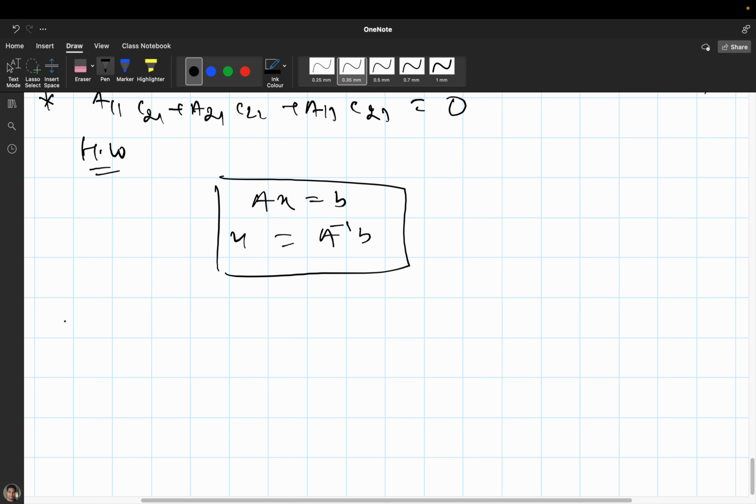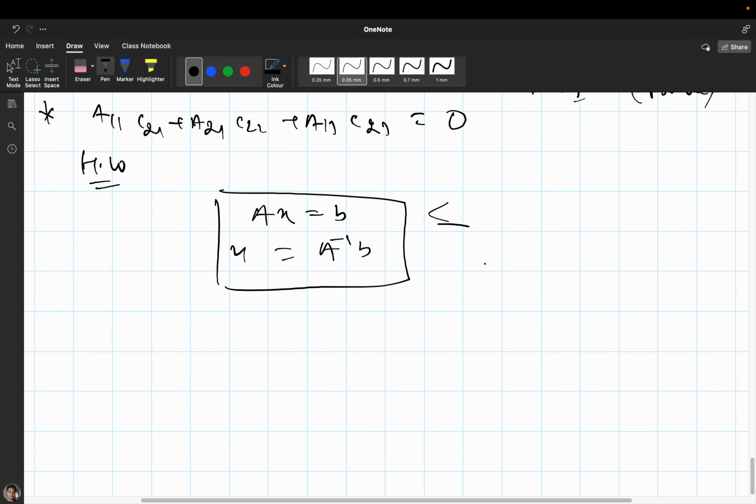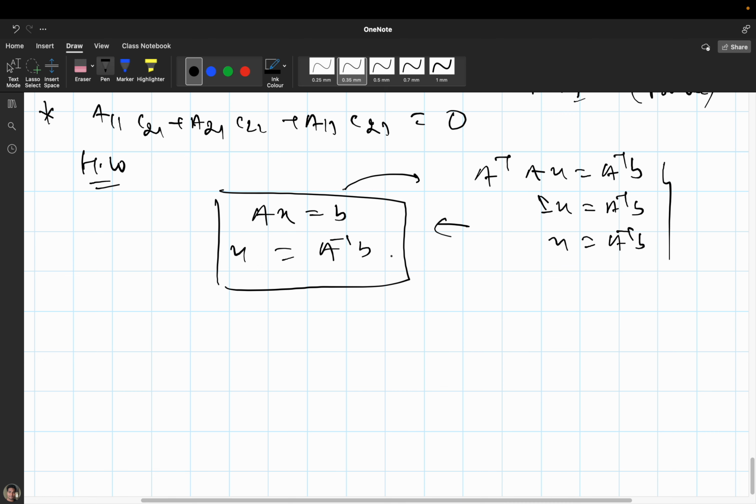Is it fine till now? Sir, can you please explain this again? Yes. What I'm saying is, if you have a system of linear equations, then easily you can represent it in this form, right? Ax equal to b. Now take the inverse on both sides. This is the identity matrix. So x will be A inverse b. That's what I have written.